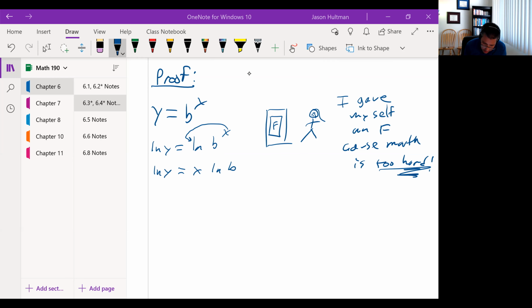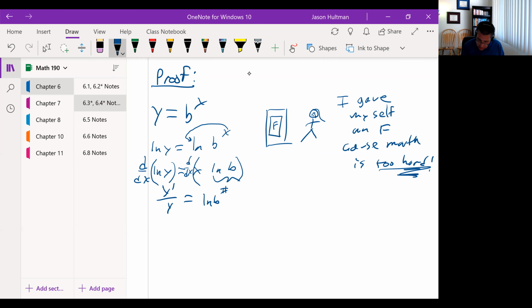Natural log of y is equal to x natural log of b, right? And then we're going to take the derivative of both sides. And we're going to get again y prime over y. I've done this already a bunch, so I'm just going to go y prime over y is equal to, what's this going to be? What is natural log b? Isn't natural log b just a constant? It's just a number, just a value. So isn't that just going to be natural log b?